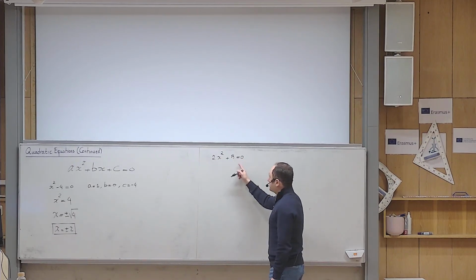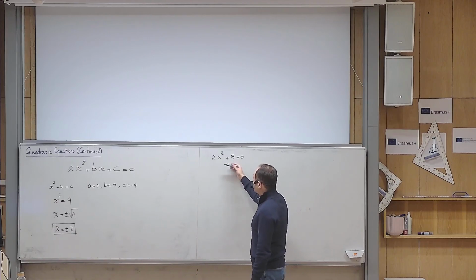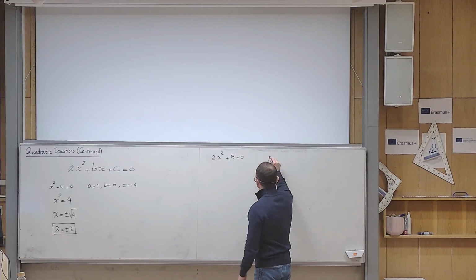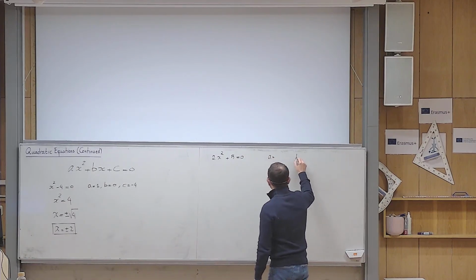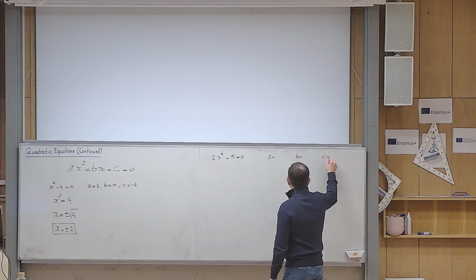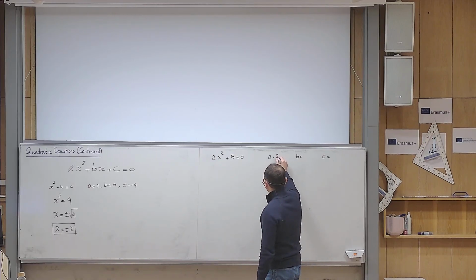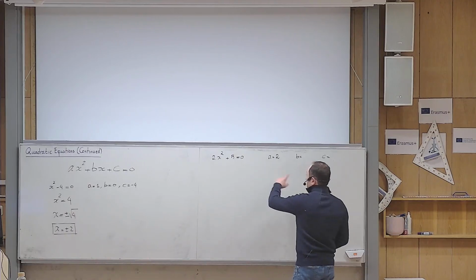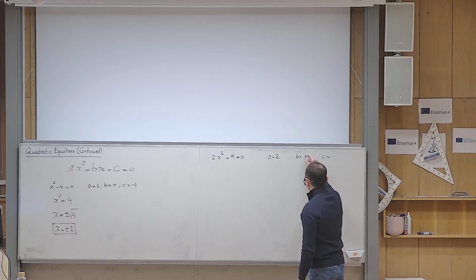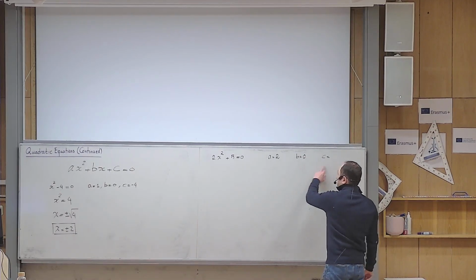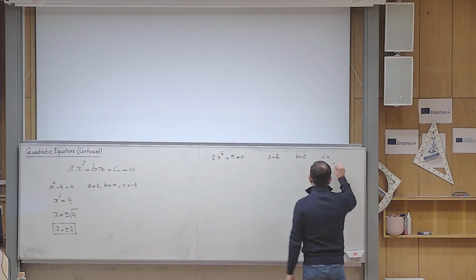Again, if I ask you, is this a quadratic equation? You say yes, because the highest power of the unknown is 2. And if I ask you what are a, b, and c, you can immediately answer that. a is the number multiplied by x squared, which is 2. b is the number multiplied by x, which is 0. And c is the number without any x's at all, which is 5.